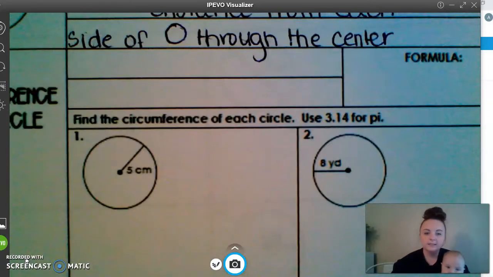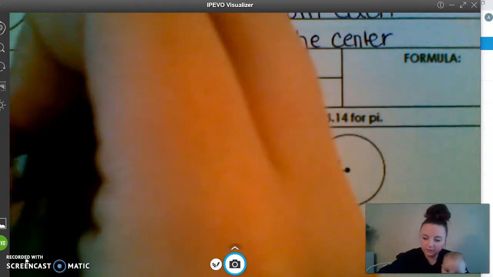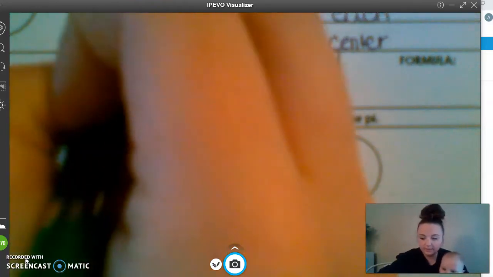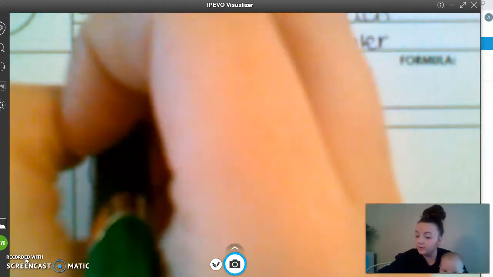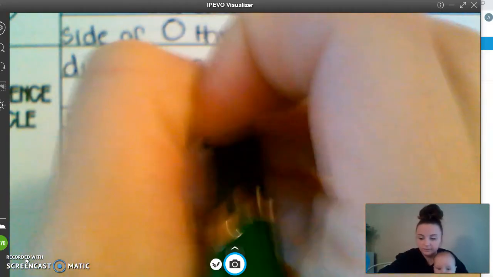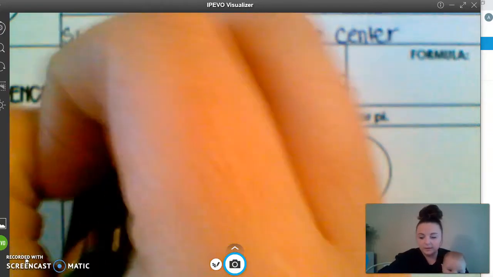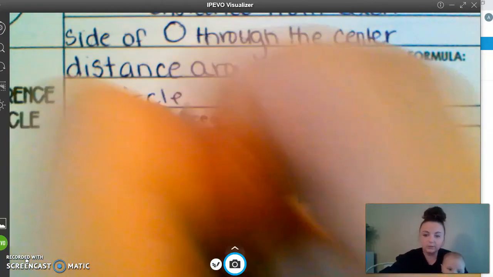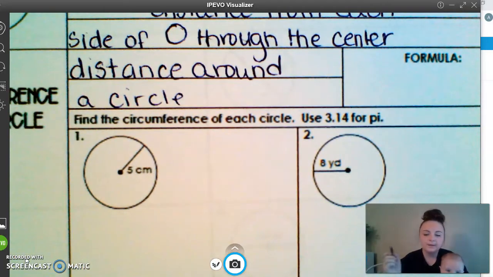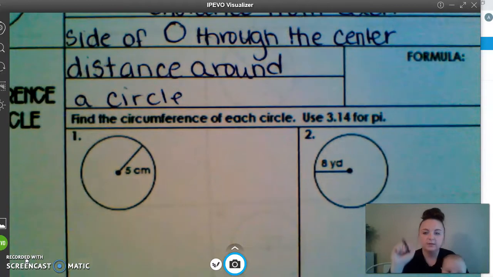Circumference is the distance around the circle. So if you were to tie a string and put it on the round, good job, you made a circle. So distance around the circle. If you remember area and perimeter, it's the perimeter of a circle. Circumference is the outside edge of a circle.